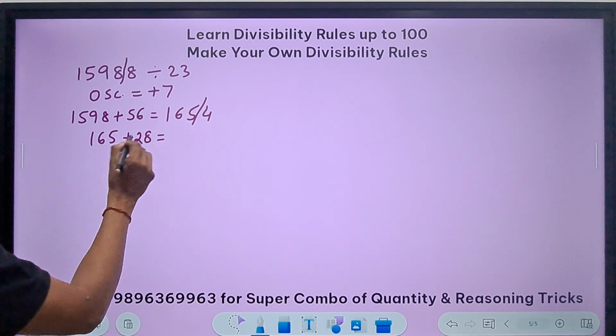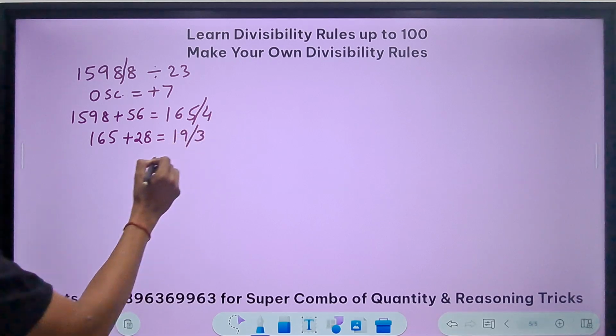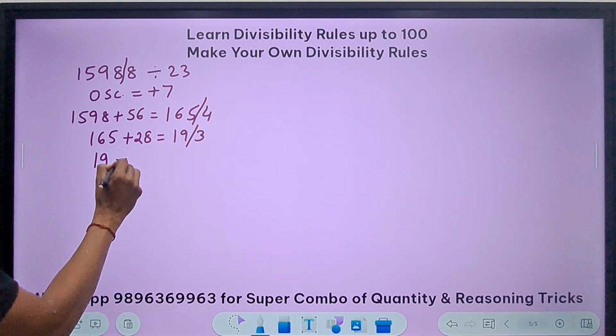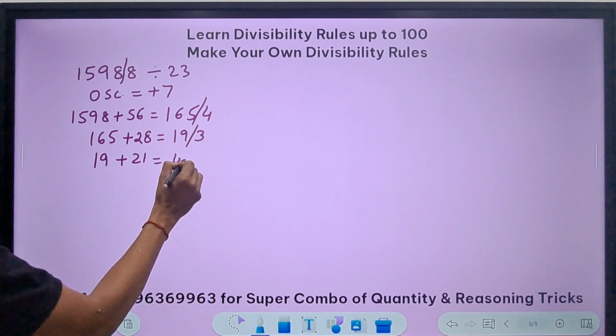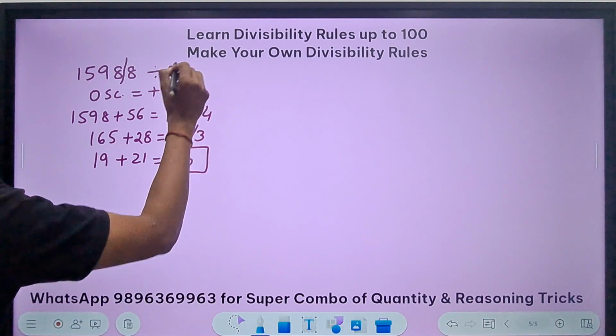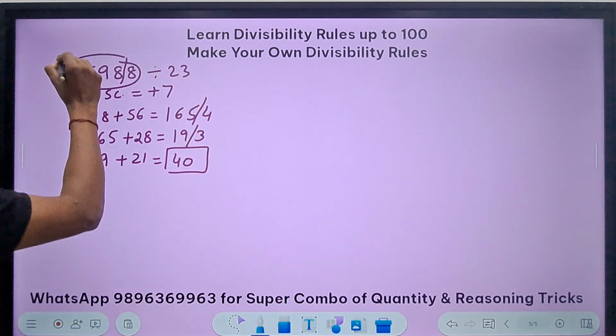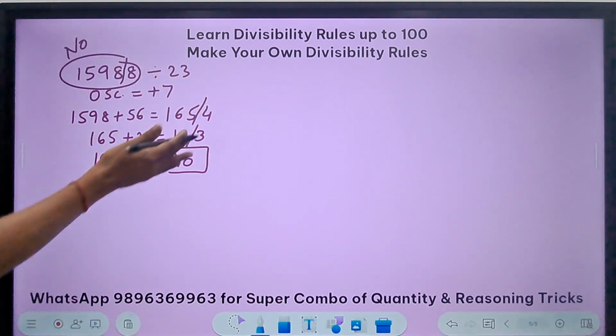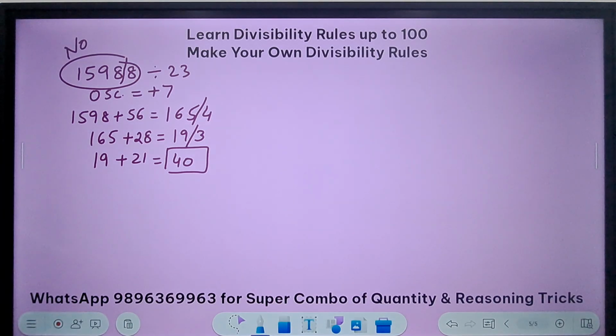So this will give me 193. Separate out once more. 19 plus 7 3s are 21. 40. 40 is not divisible by 23. So this number is not divisible by 23. So we can go on and do some more questions.